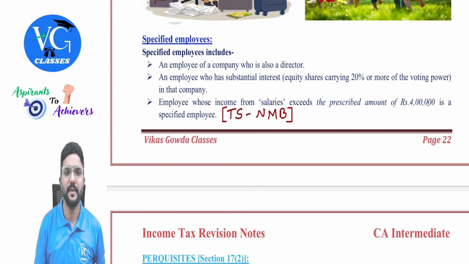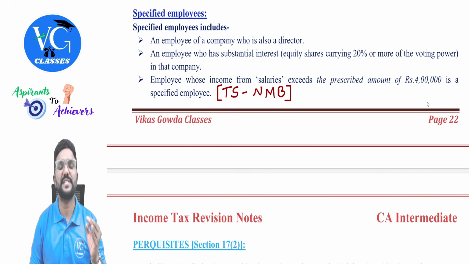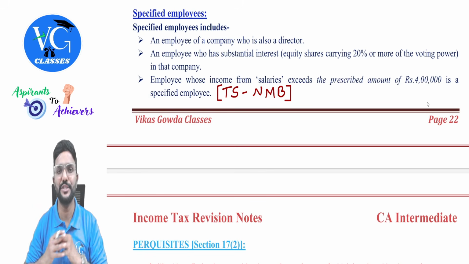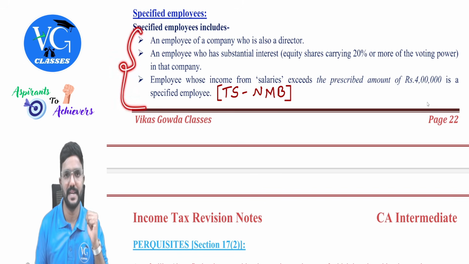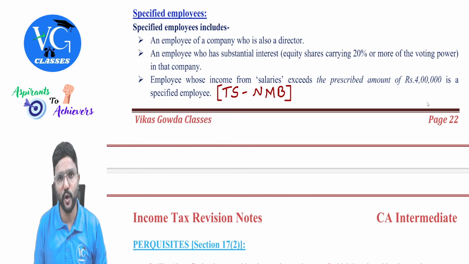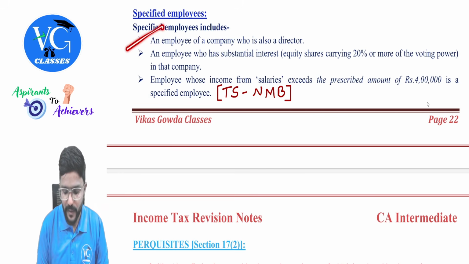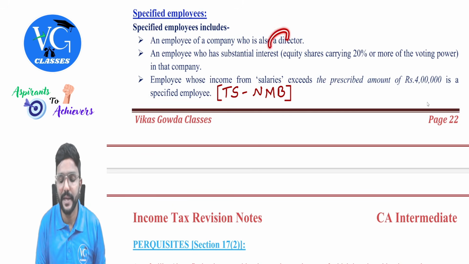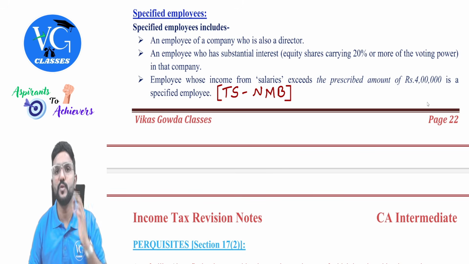Here I have given who is a specified employee, because for a few perquisites it is taxable only in the hands of a specified employee. So before we start with the perquisite valuation or perquisite provisions, we should know who is a specified employee. For income tax purposes, three people are covered here, guys. If an employee is covered under any of these points, he is called a specified employee. So who are those? An employee of a company who is also a director. Here, a director means the managing director or whole-time director of a company, guys. Clear?